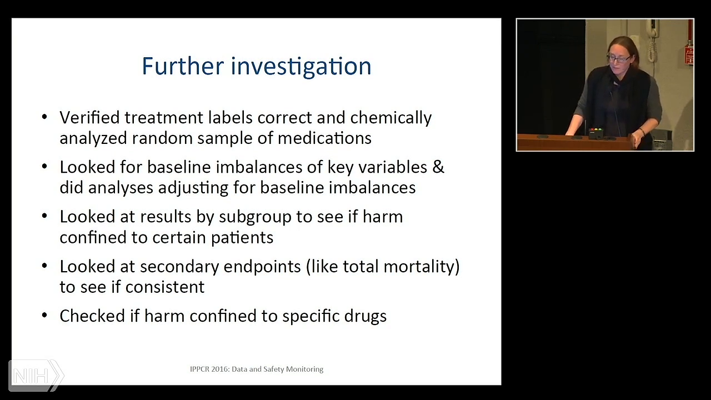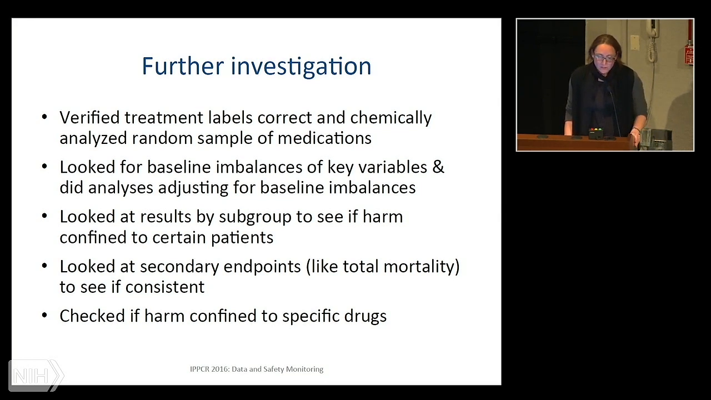And in fact, they were so convinced that something had to be wrong that they investigated, they got random bottles. They assumed maybe the place where they were labeling the bottles had made a mistake, and that the placebo was the active and the active was the placebo. So they started testing chemically bottled medications that had those labels. They looked for imbalances in key variables in the placebo and the active arms to say maybe the differences were because these folks weren't actually having the same risk factors.